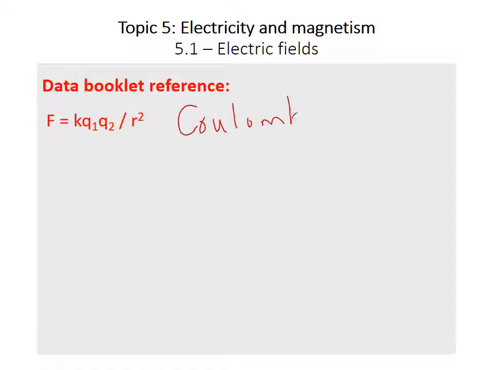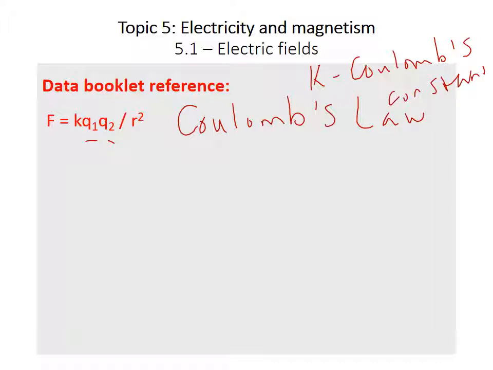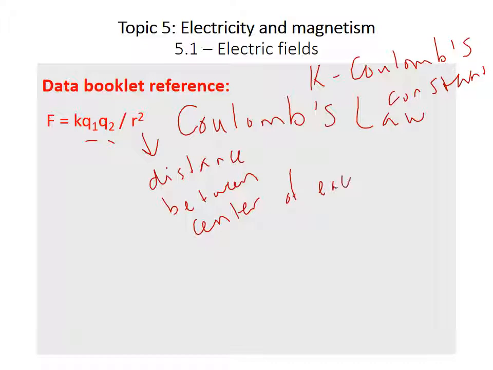Coulomb's law tells me the force of attraction between two charges, Q1, Q2. I have K, which is Coulomb's constant. Coulomb's constant can be found in front of your data booklet. R is the distance between their centers, squared. So this is the distance between the center of each charge. This equation should look really familiar to you. It should look a lot like the force of gravitation equation. They're both inverse square laws.